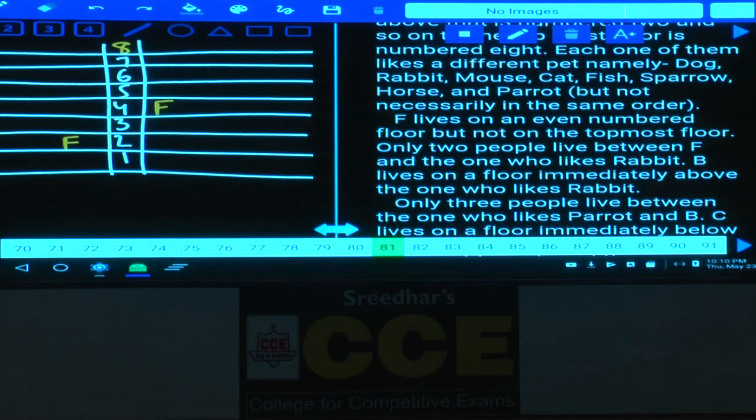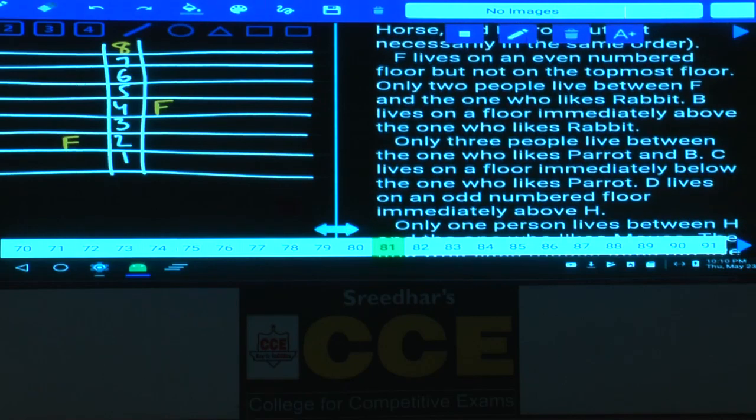F lives on an even number floor but not on the topmost floor. Only 2 people live between F and the one who likes rabbit. Now between F and the one who likes rabbit, how many people are there? There are exactly 2 people. As there are exactly 2 people between these 2, in the second case, the one who likes rabbit must be on the 5th floor.